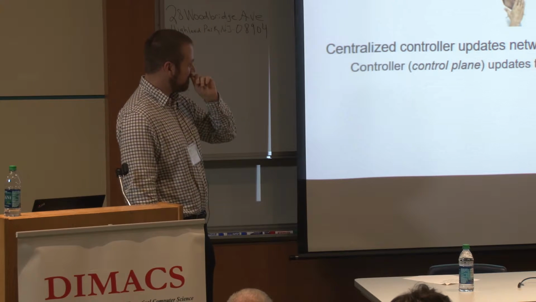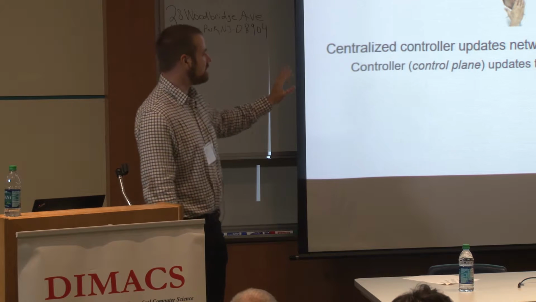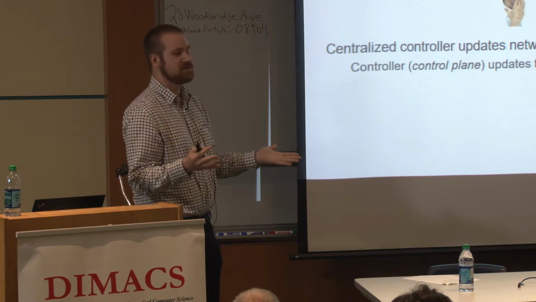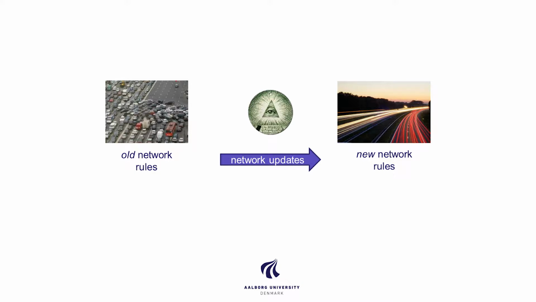The only idea that we basically need to take away here is that we have some central control to update the distributed switches and routers. The general concept is that we have some old network state, which is in some sort of chaos, or might be if we don't do something. And then we change to a new network state, and the way that we change is that we send out these updates into the network, and the switches change their behavior.